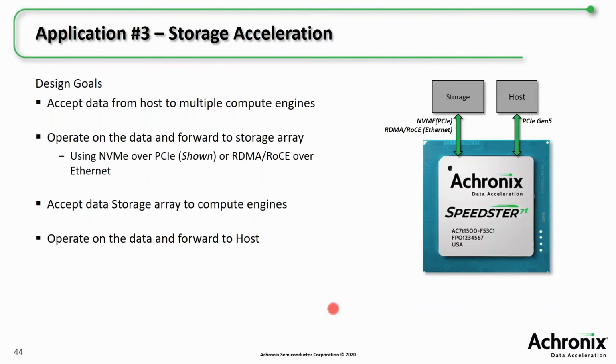Okay, finally, let's discuss our third application, storage acceleration. So the design goals for this application are to accept data from the host, send it to multiple compute engines that live inside the FPGA, operate on the data, and forward it to a storage array, where this might be over NVMe, which is based on PCI Express, or it might be over RDMA or RoCE, which is over Ethernet. In the other direction, we need to accept the response data from the storage array, operate on it in the opposite direction, and then forward it to the host.